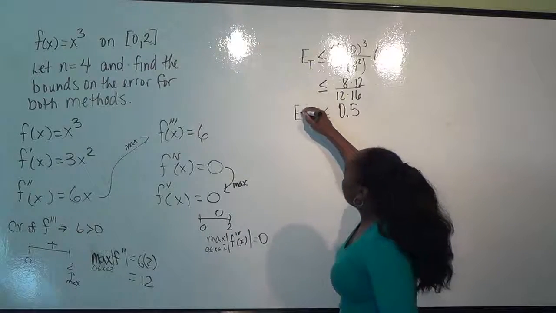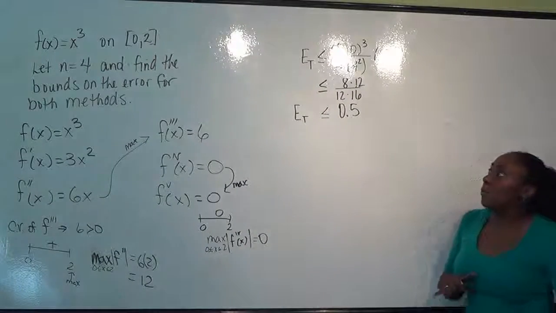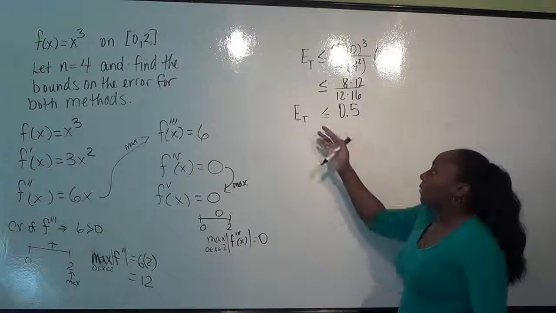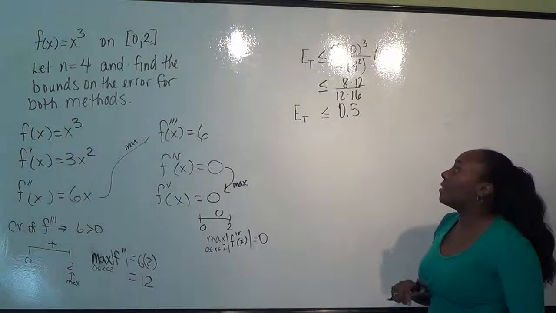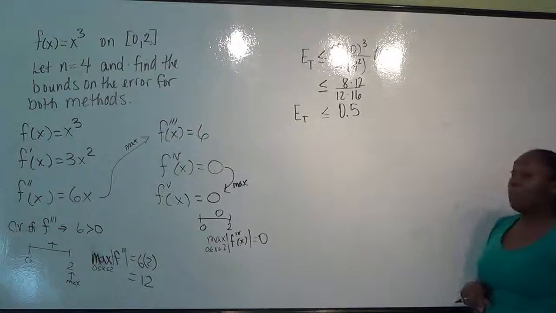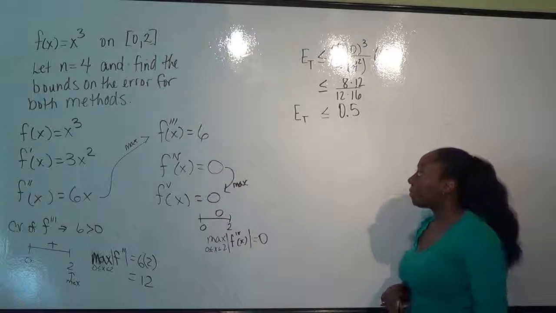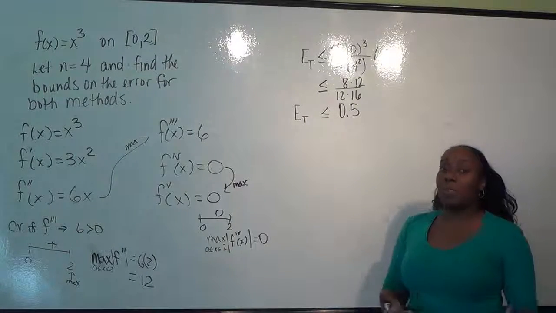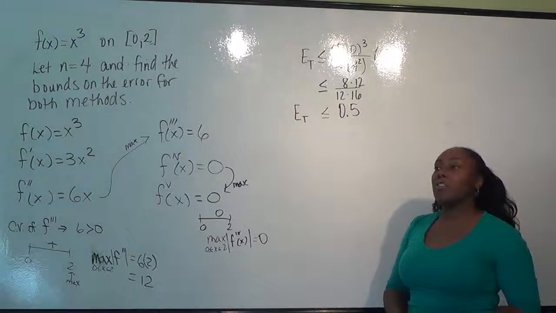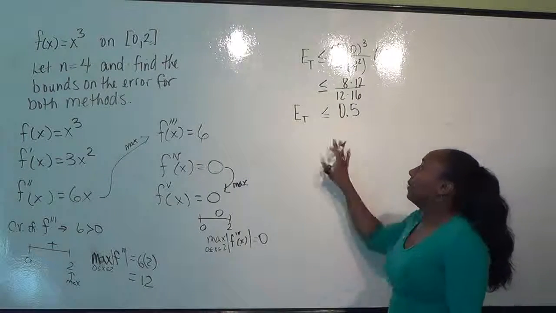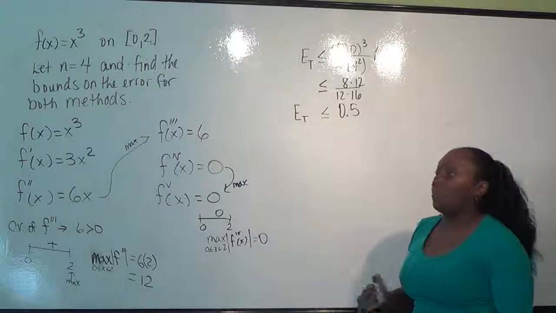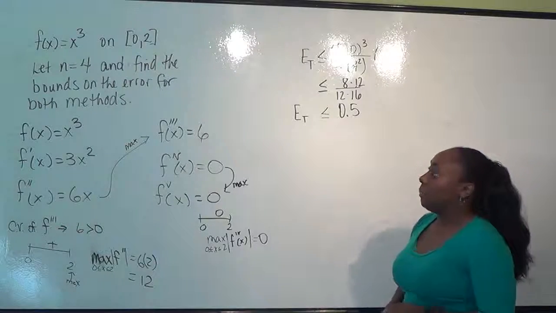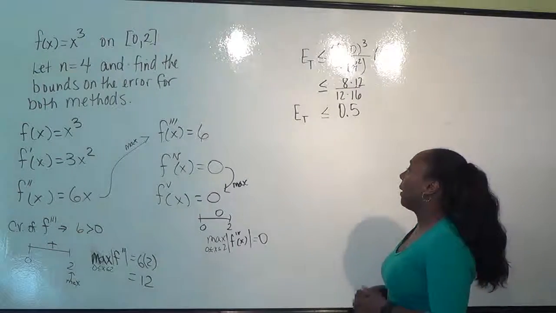So this tells me if n is equal to 4 on the interval from 0 to 2, then my function x cubed is going to have a trapezoid error of at most 0.5. That's not great. That's telling me it's about 50% for an error, which is a huge error. So this tells me a couple things: I probably want a bigger n value, or I need to pick a different interval.